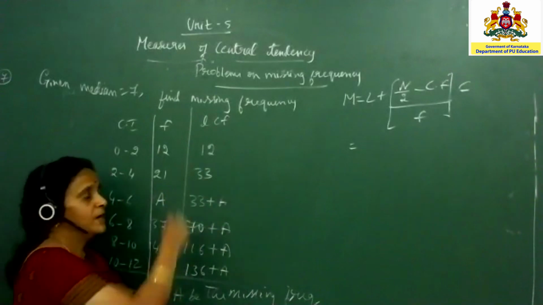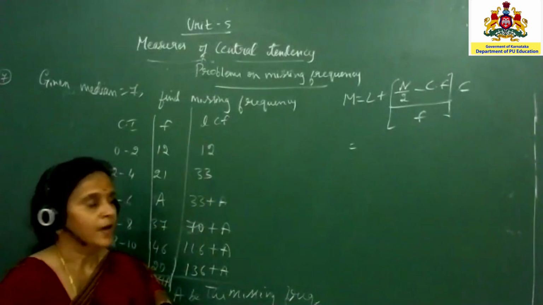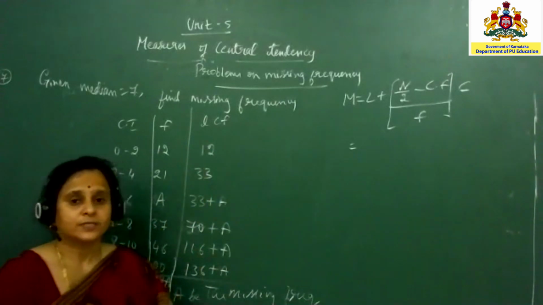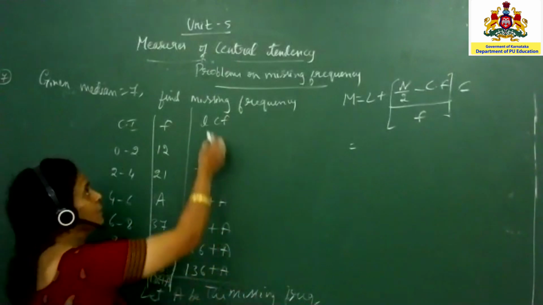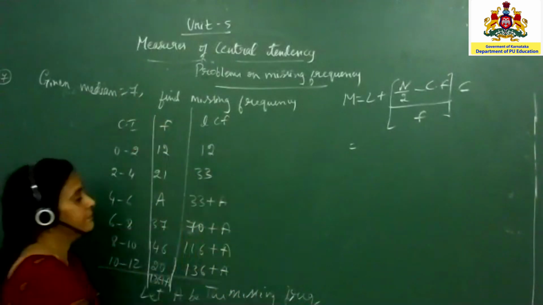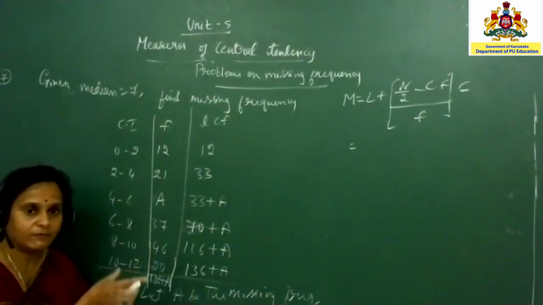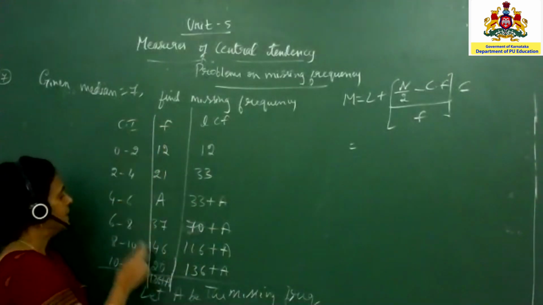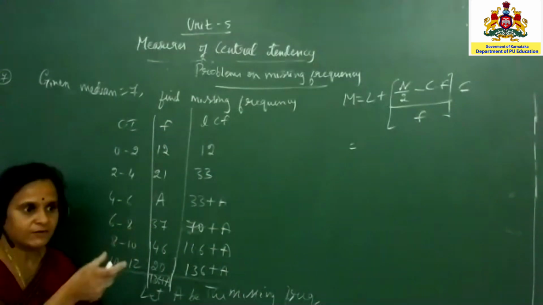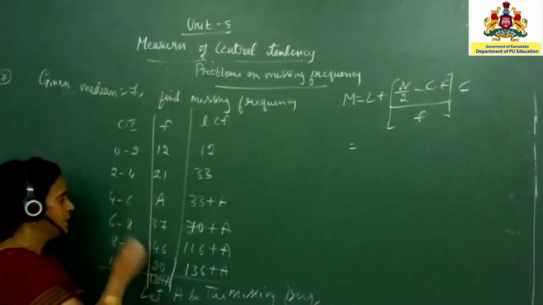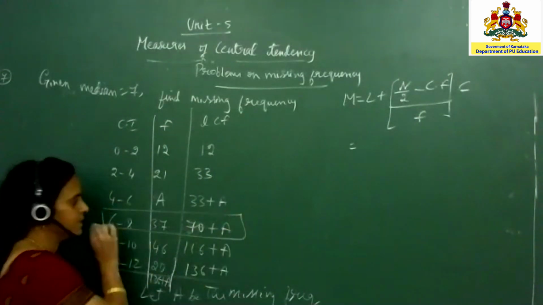Okay. Now, I'll just write the formula. I have to make the substitution. So first I should get the median class. The median class, here the given data, median is 7. Right? So that 7 lies between each class interval we have to search. That 7 lies in between 6 to 8. 7 is the number which lies in between 6 to 8. So I'll just take this as the median class.